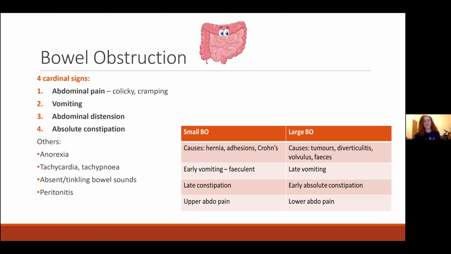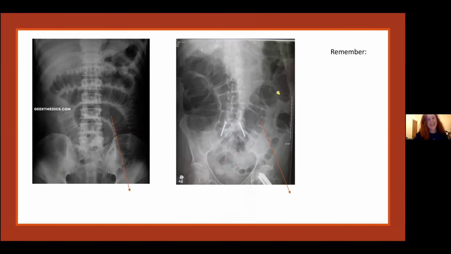Okay, so X-rays. Can anyone tell me which one's the large bowel obstruction and which one's the small bowel obstruction?